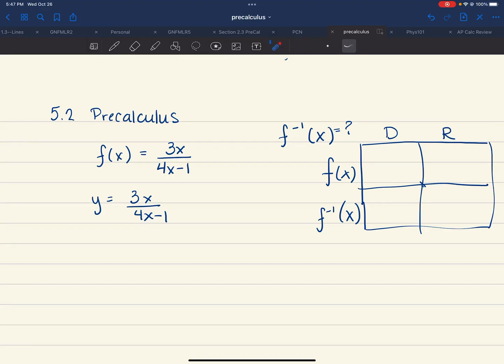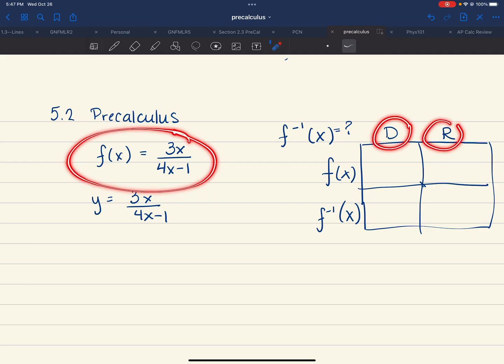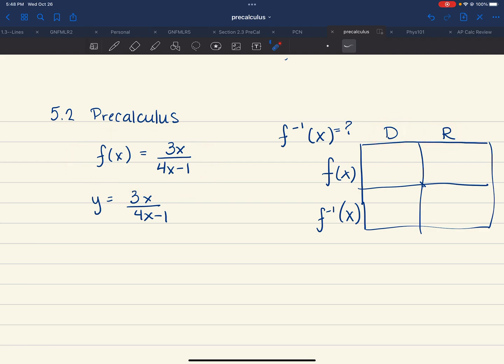Look at this problem. We are looking to find the inverse function of this and then to also find the domain and the range. The first thing I'm going to do is go ahead and tackle the domain of the function while I have it here.